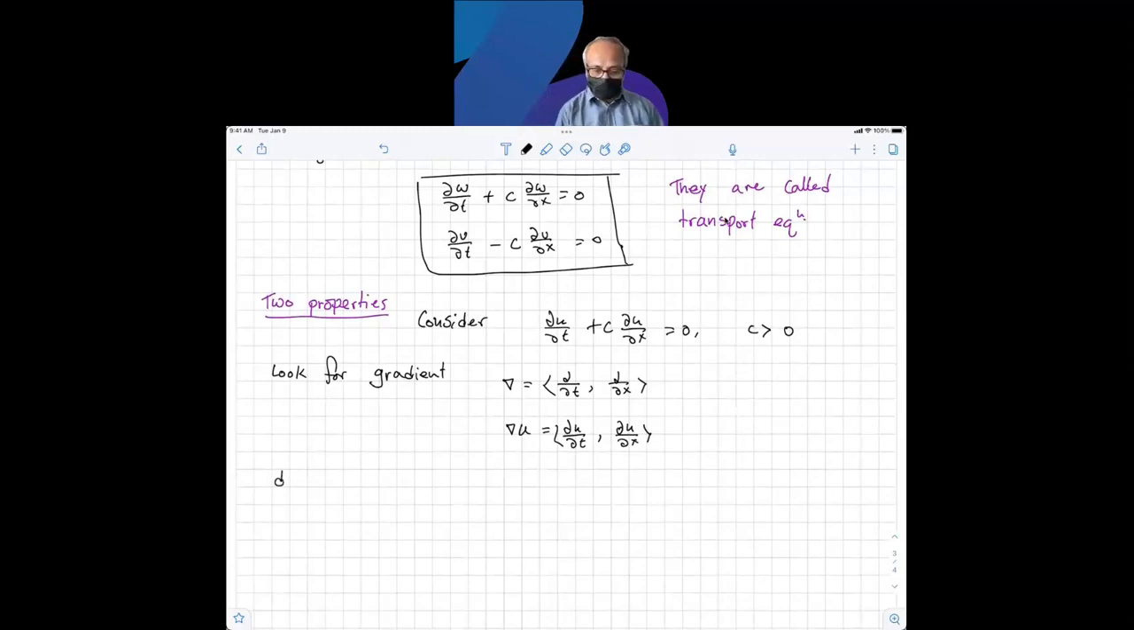Now I'm going to define a vector. You can define many vectors, but let's define a vector that fits this equation. Which vector could I choose? I'm going to denote it by d, and I'm going to say 1 and c, the coefficients of each term of the PDE. The coefficient of the first term is 1. The coefficient of the second term is c. I take those coefficients and denote a vector. Now take a dot product.